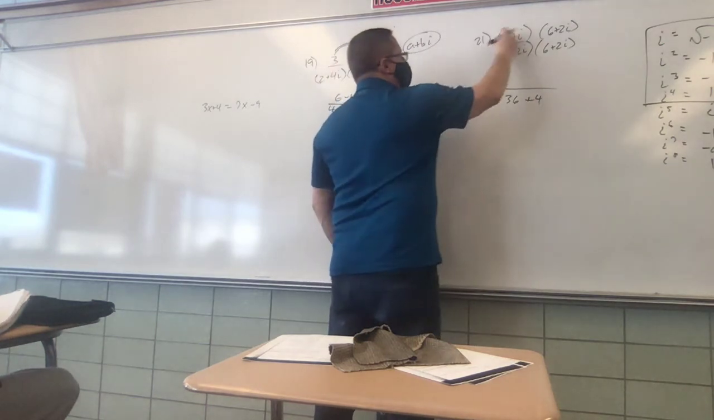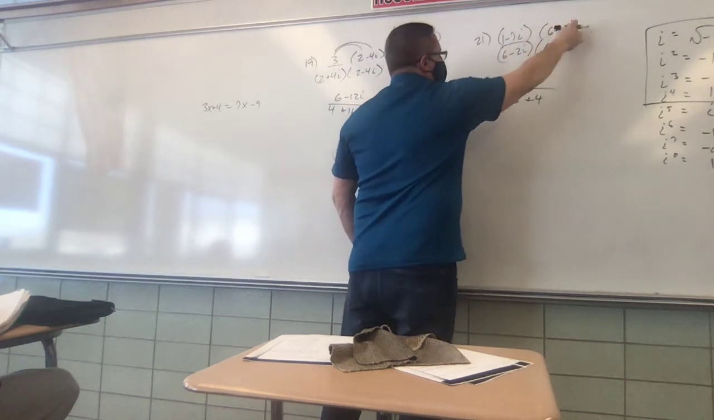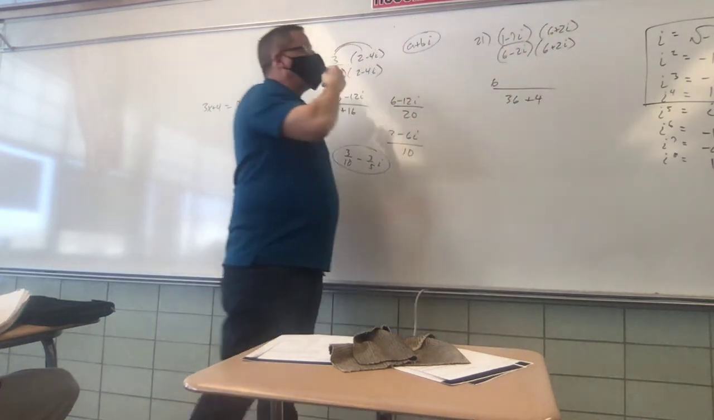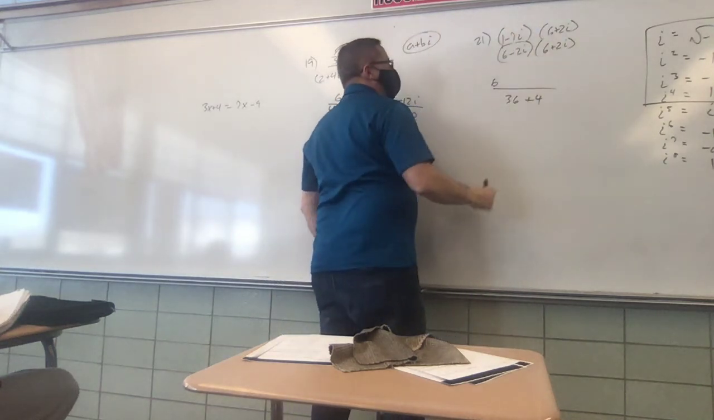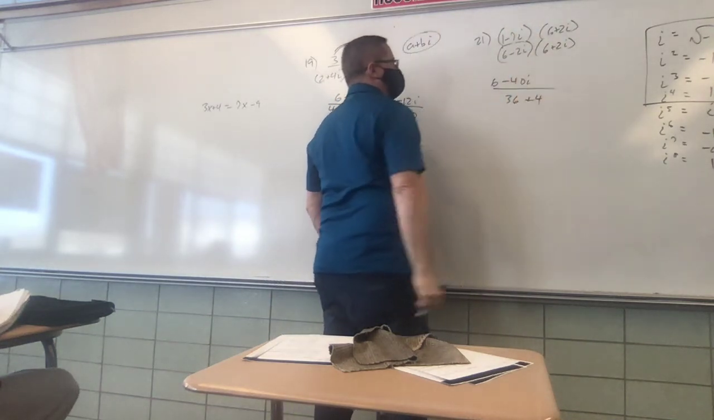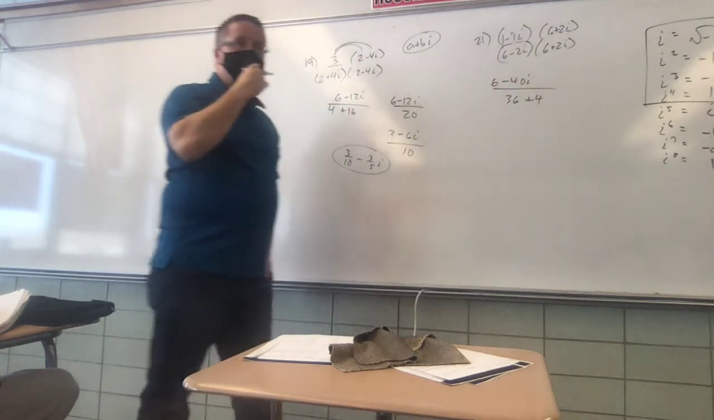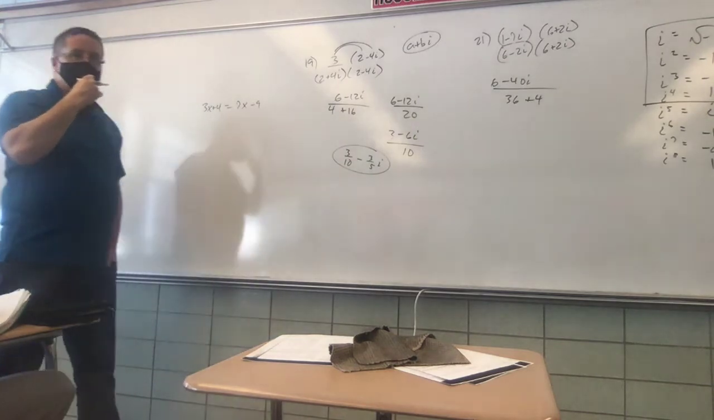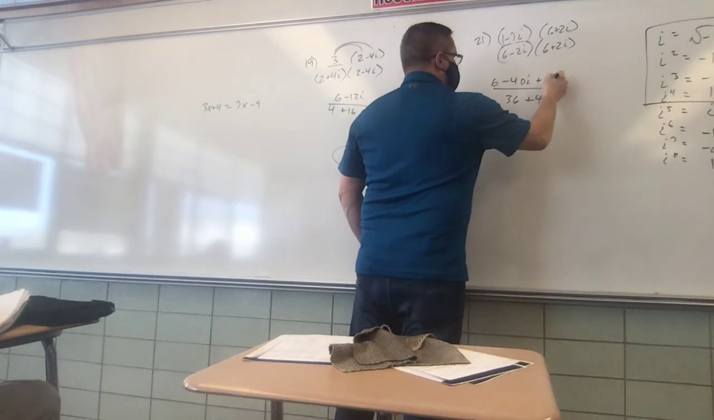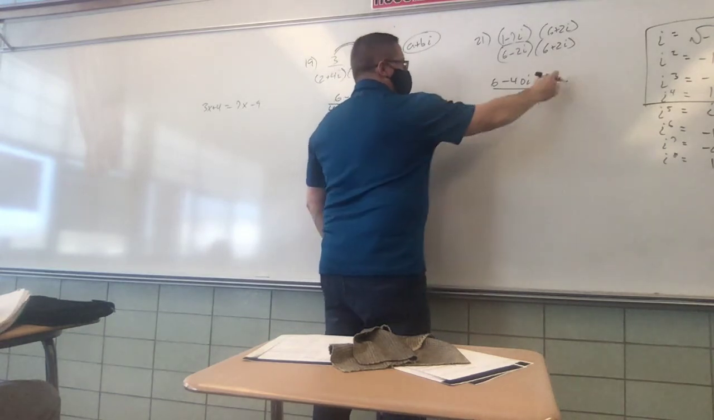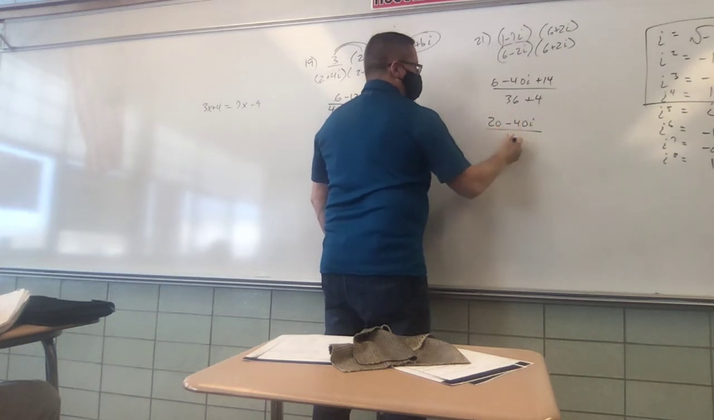Let's FOIL out the top. We're gonna have 6. I'm gonna skip a step here. My outers are 2i, my inners are negative 42i. A negative 42 and a positive 2 is a negative 40i. And our last, negative 7i times positive 2i is negative 14i squared, which is positive 14. Okay, we can clean this up. 14 and 6 is 20, minus 40i over 40.